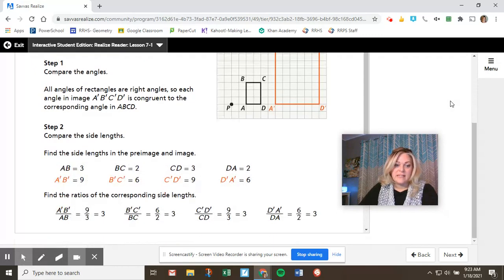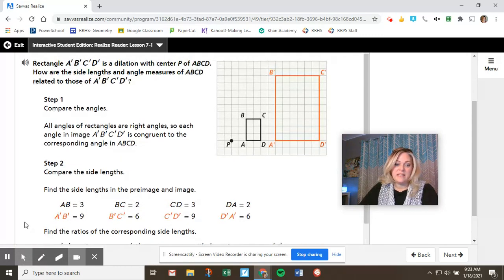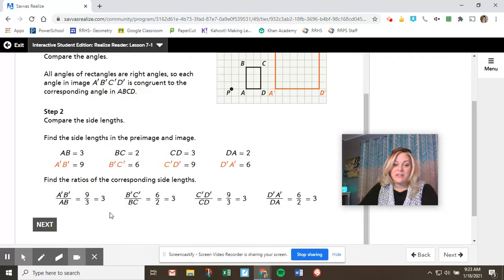All right, so it says it's comparing the AB to the A prime B prime. So they just counted. AD is 2, AD prime 1, 2, 3, 4, 5, 6. And again, they just went through and counted everything. And look at these ratios. They took the new, right there, A prime B prime, over the original or the old AB. And they reduced the fraction if possible. And it's 3. The scale factor is 3.